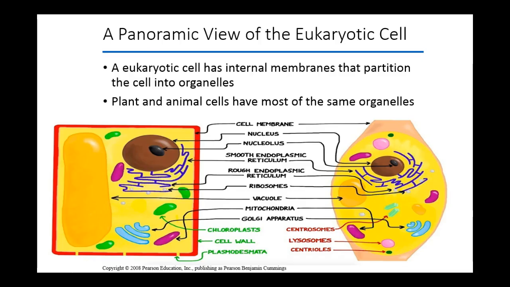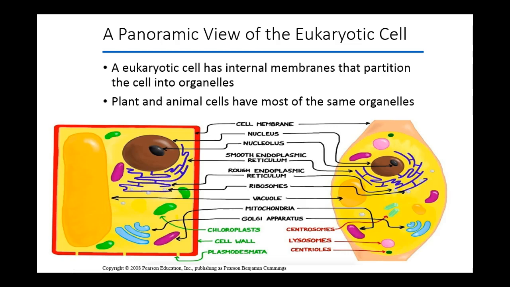And another compare and contrast. This is similar to the image that was in the beginning. We kind of talked about this already, that eukaryotic cells have internal membranes that partition the cell into organelles. And what we're going to do now is talk about those individual organelles. Plant and animal cells have most of the same organelles.